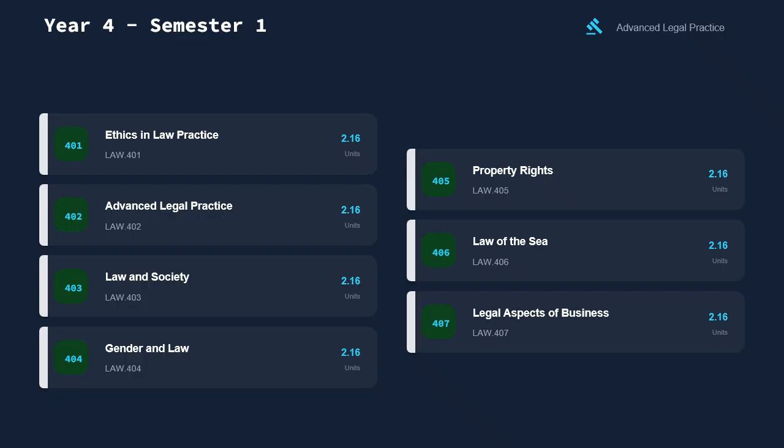Real-life example: a solo practitioner who neglects business development may struggle to maintain a client base despite excellent legal skills. Conversely, a lawyer who masters financial management can invest in technology and staff, enhancing service quality and firm growth. Practical application: lawyers create business plans, track key performance indicators, and implement leadership practices. Students practice drafting marketing materials, analyzing financial statements, and conducting performance reviews. They learn to balance legal excellence with business acumen.